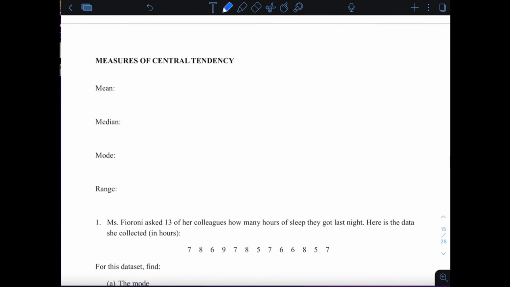Okay, now we're going to get to these fancy words, measures of central tendency, but I think you guys have already heard about mean, median, and mode. So the mean is the average value. Okay, we add up all the numbers and divide by the number of numbers.